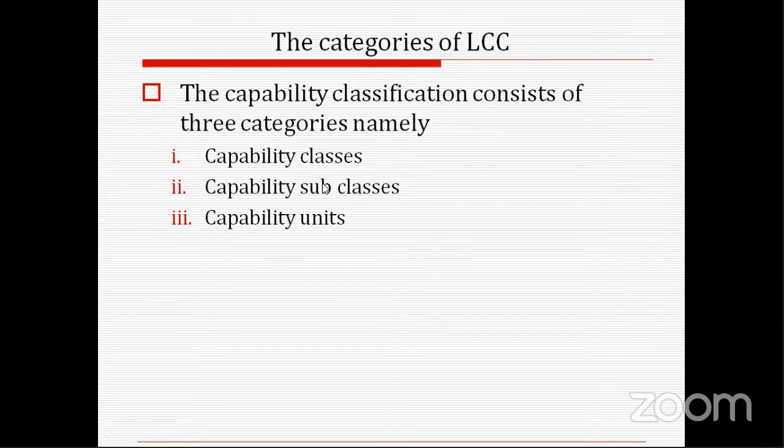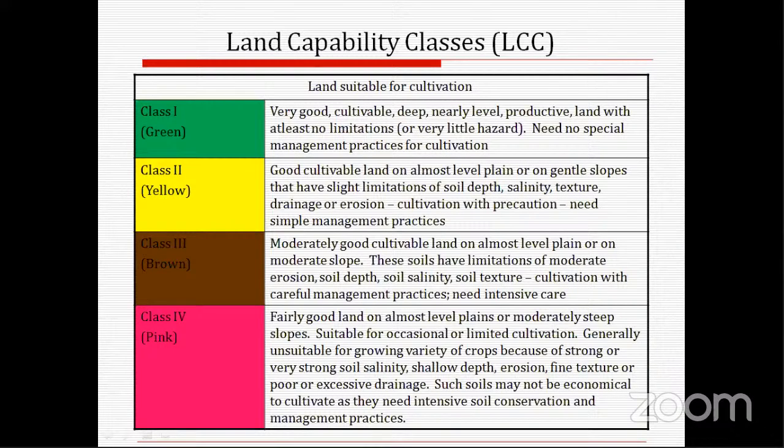Now we will see the LCC, land capability classification. Remember LCC, land suitability, suitable for cultivation. So remember students, in land capability classification there are totally 8 classes. The first 4 are suitable for cultivation, so we can grow normal agricultural crops. What are those? LCC1, class 1, is represented in green color on the map. If a particular portion of the map is green, that land is very good.